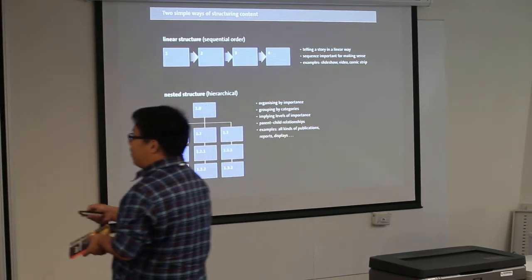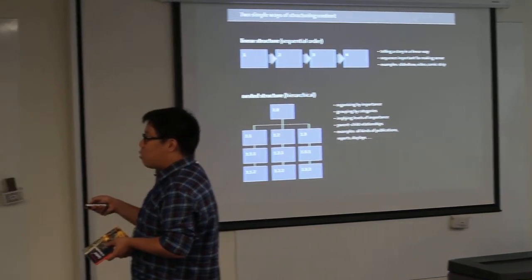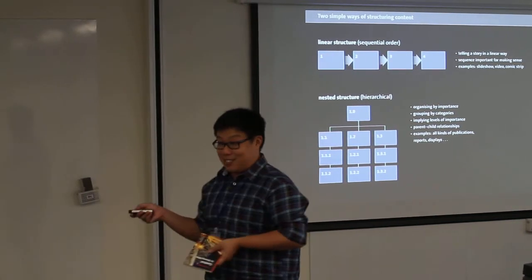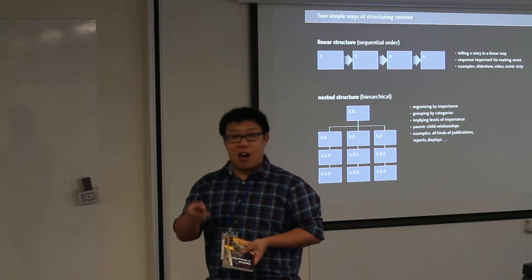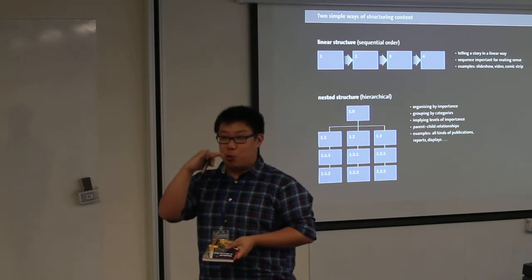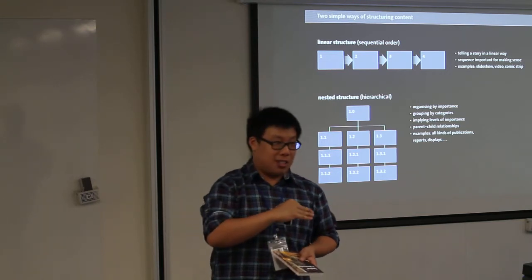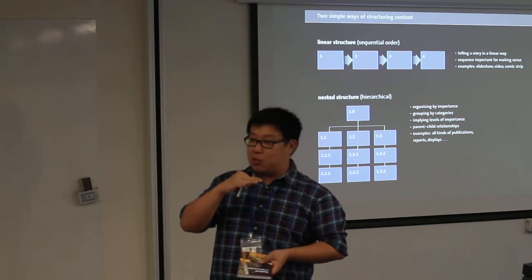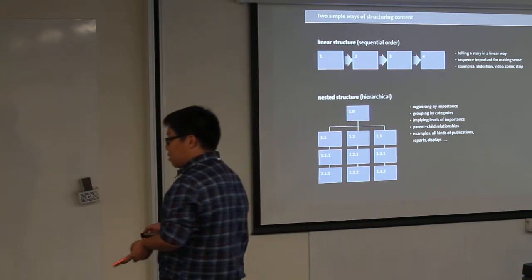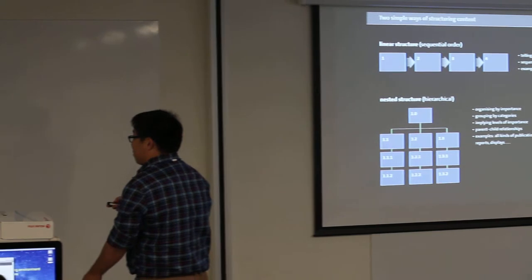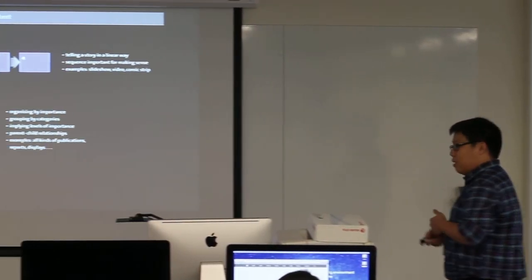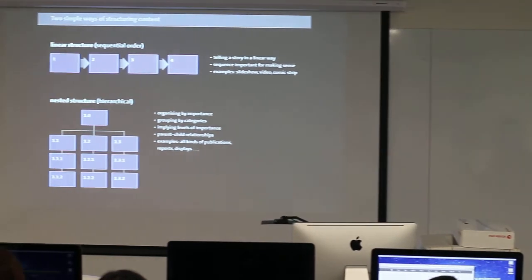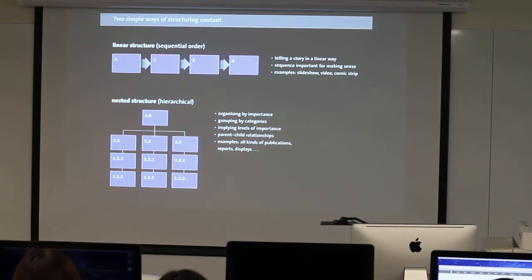But more often than not, the structure of your content is a nested structure. It's hierarchical, right? That means you're grouping things into categories, from big categories to smaller subcategories, right? So there are levels of importance here. Parent-child relationships, right? Most publications structure contents like that in a nested structure.